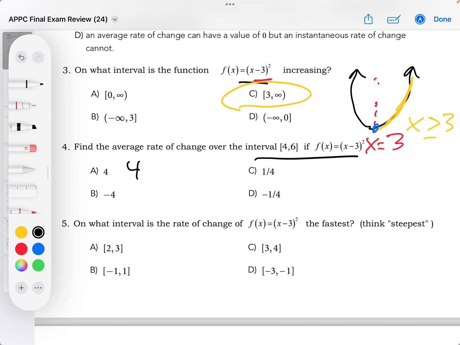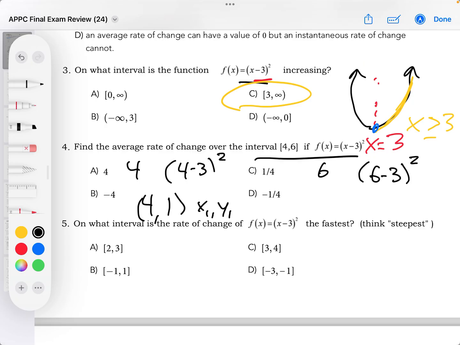So I'm going to pick 4 as my start point. Go ahead and plug that in. 4 minus 3 would give me 1, and I square that. 1 squared is 1. So my first coordinate, my x1, y1, is 4 comma 1. I'll go ahead and plug in 6 as well. I plug in x equals 6. I go 6 minus 3, or 3 squared. Once I do 3 squared, I get 6 comma 9 as my x2, y2.